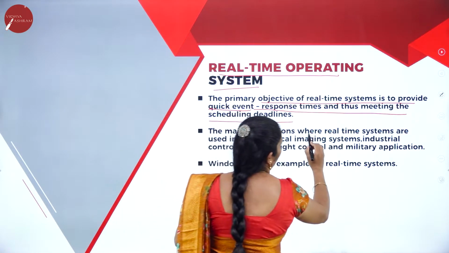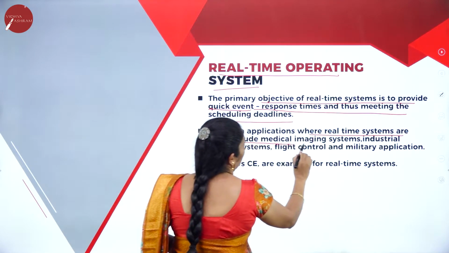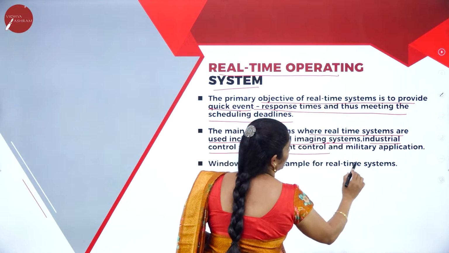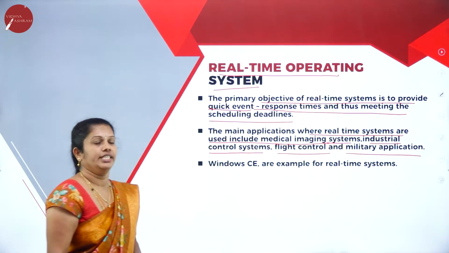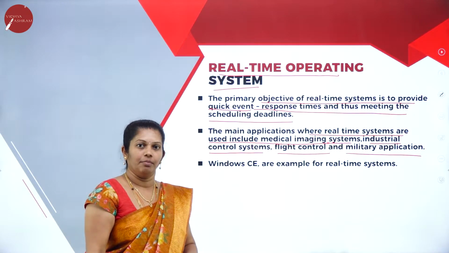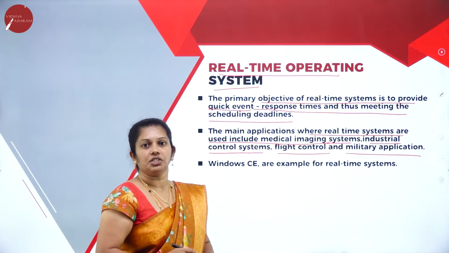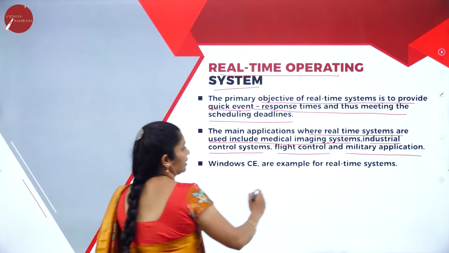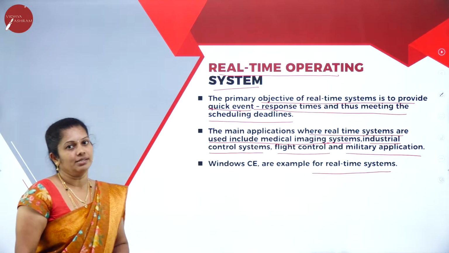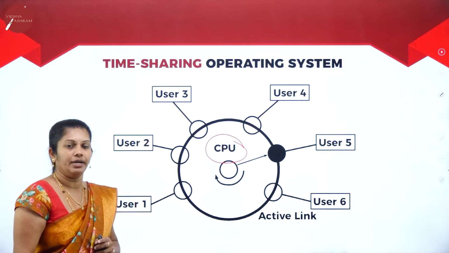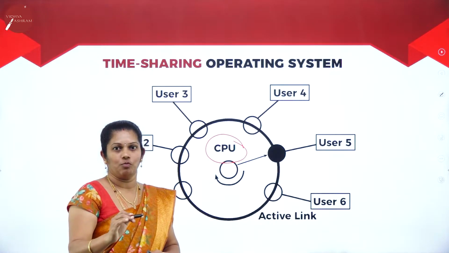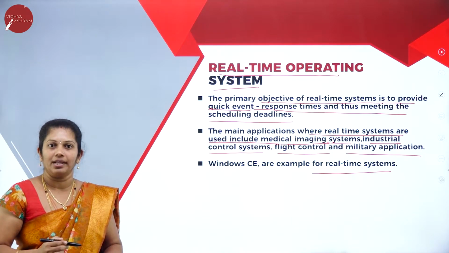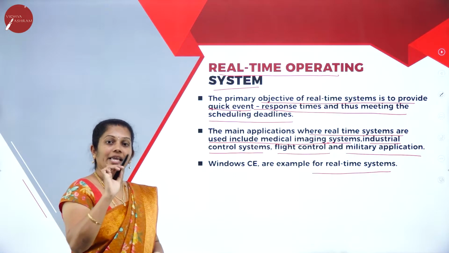The main applications where real-time systems are used include medical imaging systems, industrial control systems, flight control as well as military applications. There we are using a real-time operating system because whatever transaction occurred, immediately the transaction has to be updated. Within a few seconds, the transaction has to be updated. Windows CE is an example of a real-time operating system. Whereas in a time-sharing operating system, whatever time they have, within that time they make a slot of that time and each one will use that. Whereas in a real-time operating system, all the transactions are updated immediately.